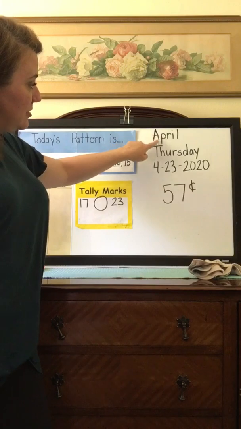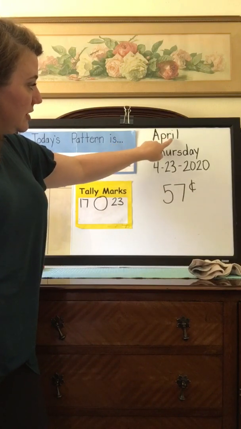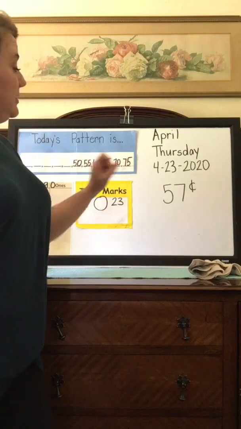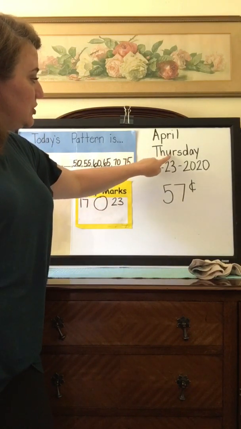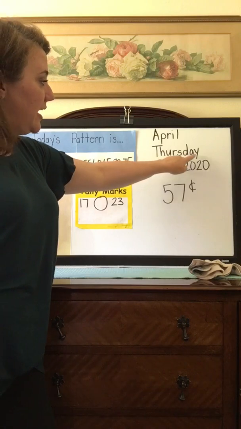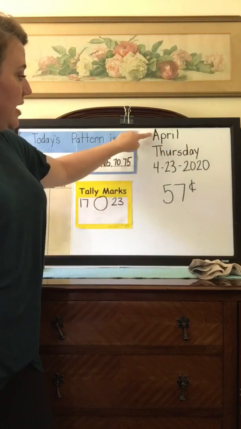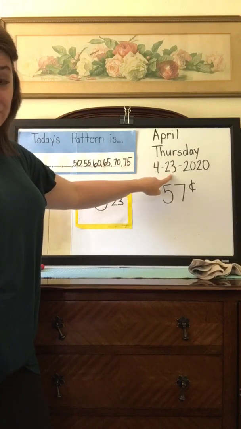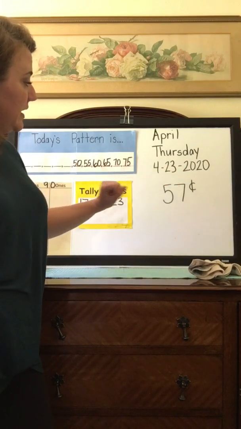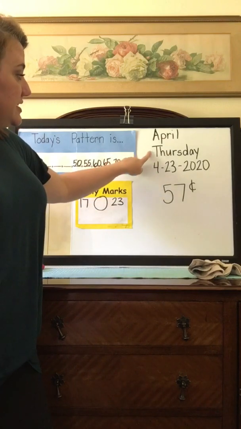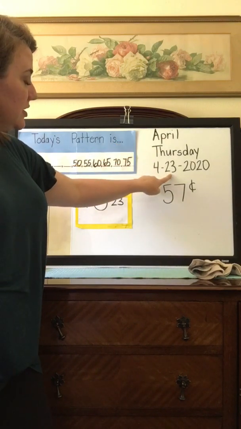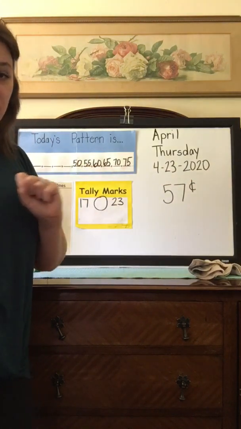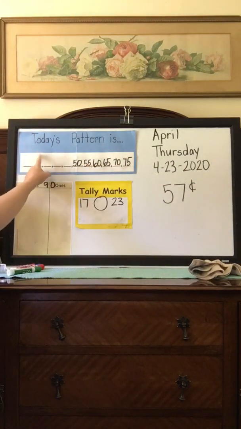April is spelled A-P-R-I-L, April. But now it's Thursday. T-H-U-R-S-D-A-Y, Thursday. April is the fourth month, so we put 4. It's the 23rd of April, and our year is 2020. So it's Thursday, April 23rd, 2020.